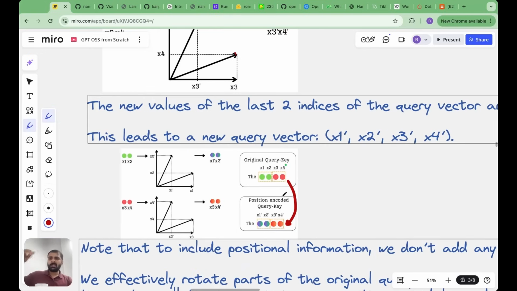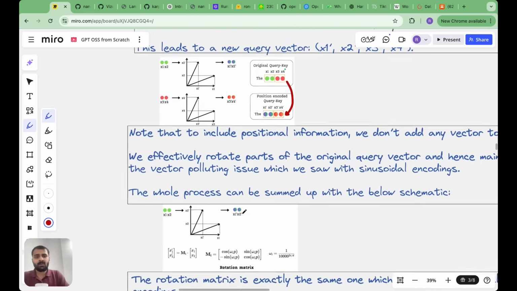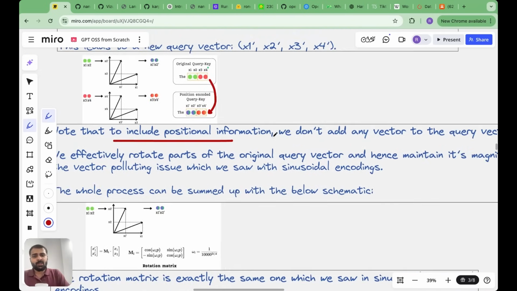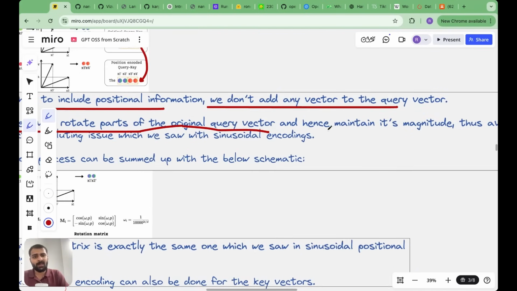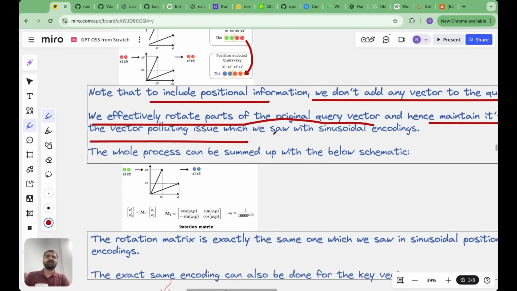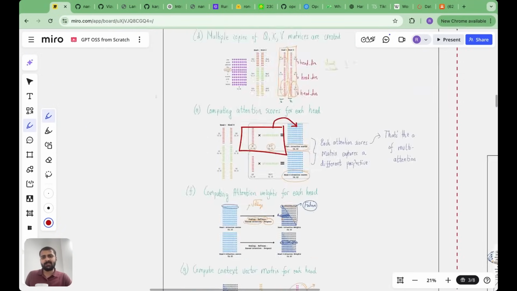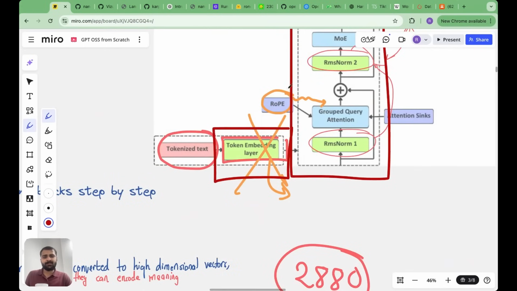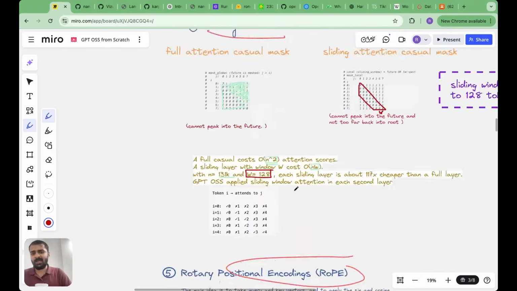So the effect of position is now being encoded that way. This is what we do for all the query vectors, and this is what we do for all the key vectors to include positional information. So to include positional information, we don't add any vector to the query vector. We effectively just rotate parts of the original query vector, and hence we maintain its magnitude, thus avoiding the vector polluting issue. In sinusoidal embeddings, as I mentioned, position embeddings are added to the token embeddings directly, which pollutes the vector. So this avoids that, because we are not adding anything to the token embeddings. First of all, we are integrating this RoPE step in the attention mechanism, and secondly, we are rotating.